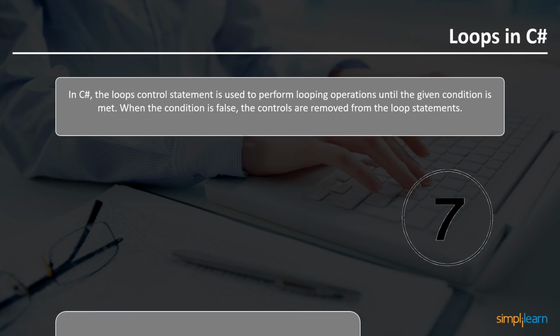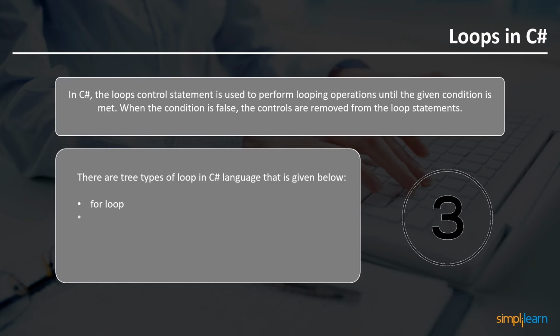So, followed by the conditional statements in C#, we have the loops in C#. In C#, the loop control statement performs a looping operation until the given condition is met. When the condition is false, the control is removed from the loop statement. There are three different types of loops in the C# programming language, as listed below. The first loop is the for loop. Next we have the while loop, and lastly we have the do while loop.